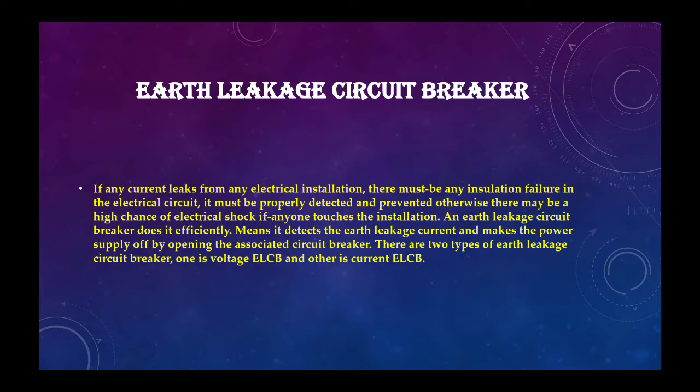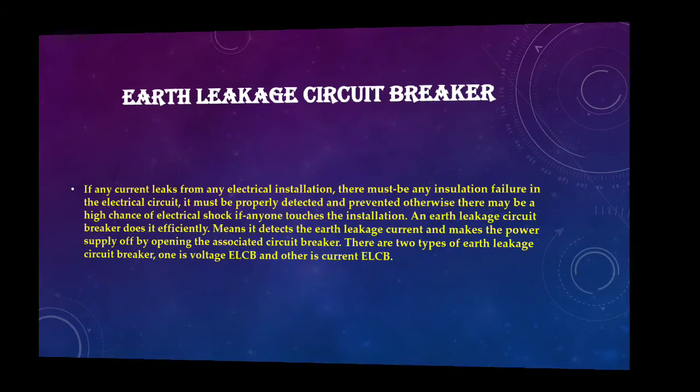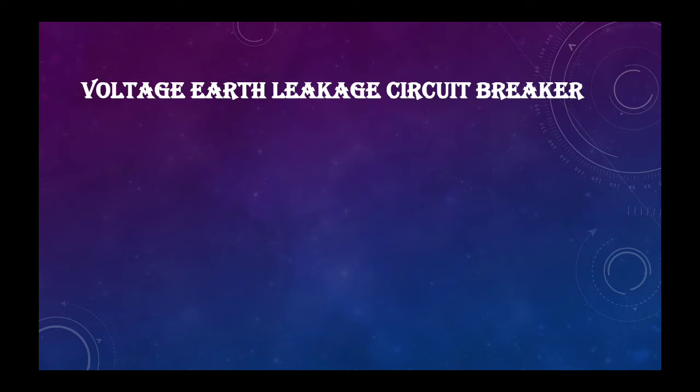There are two types of earth leakage circuit breaker. One is the voltage ELCB and the other is the current ELCB. The current ELCB is also known as residual current circuit breaker or RCCB. Now, the first one is the voltage earth leakage circuit breaker.